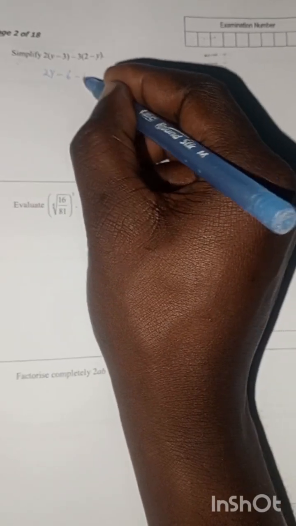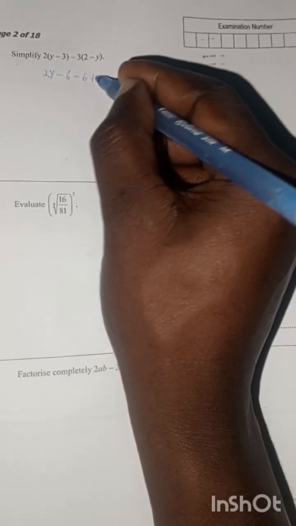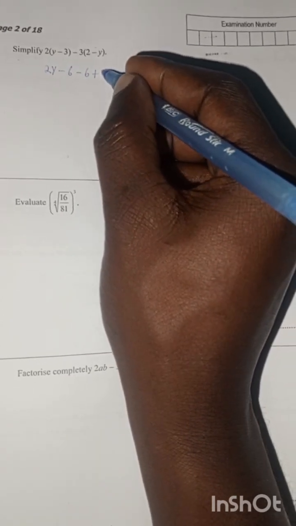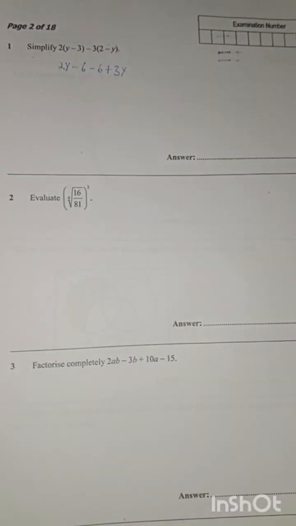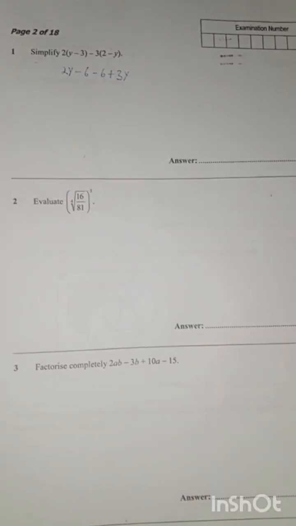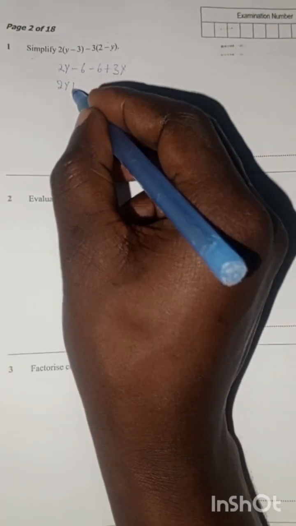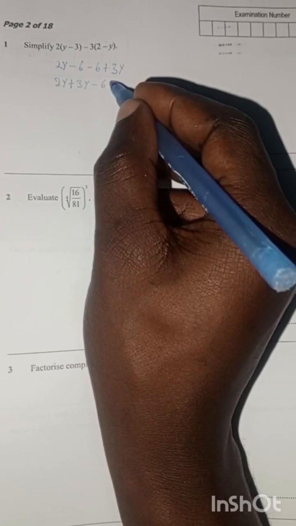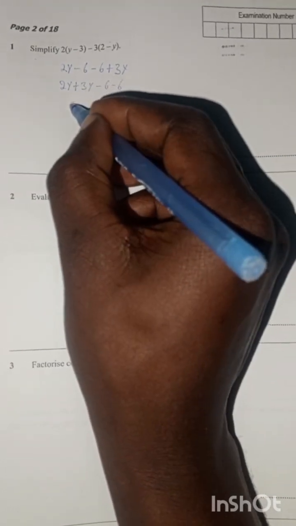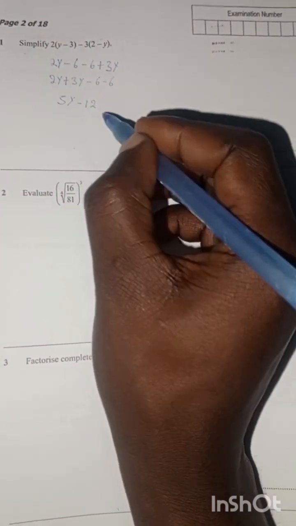We just multiply that, and that will give us 2y. 2 by negative 3, we'll get negative 6. Another negative 6 here. Negative times negative will give us positive 3y. After that, you can arrange the like terms: 2y plus 3y, and negative 6 minus 6. This will give us 5y, and that is negative 12.